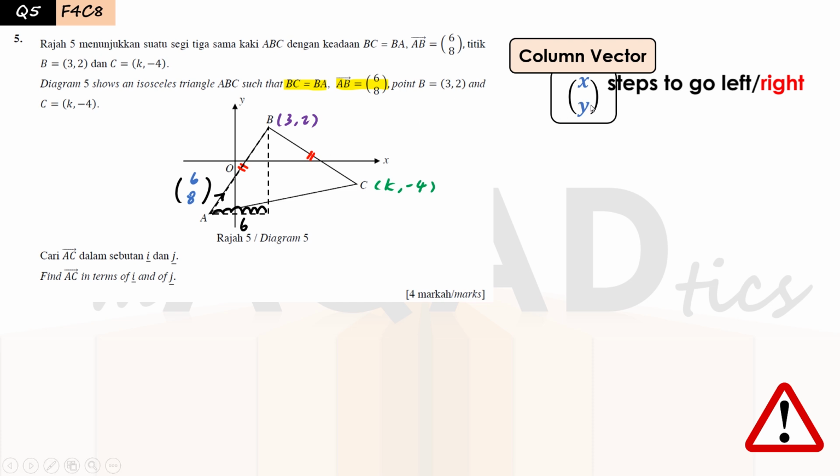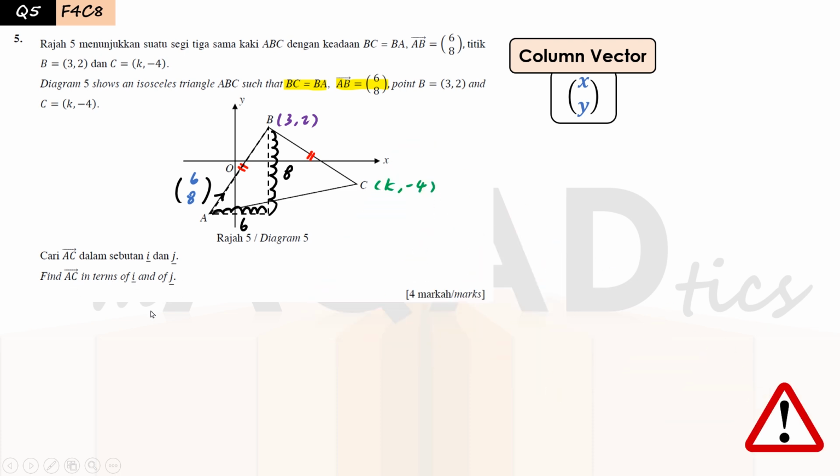And for the value at the bottom, it describes the number of steps to go up or go down. So now it's positive and it's 8, so we are going upwards and by 8 units. 1, 2, 3, 4, 5, 6, 7, 8. Okay, and then from A, we can reach to B. Alright, so coming back here, now we need to find the vector AC in terms of i and j.